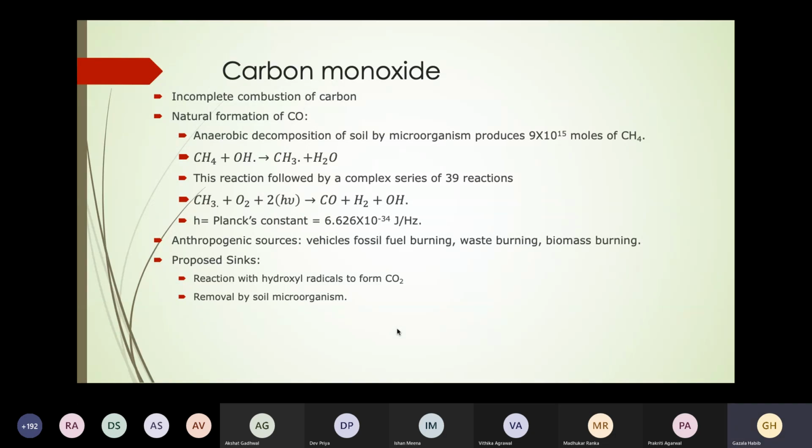CO can form CO2 in the presence of hydroxyl radical. Removal by soil microorganisms is the other sink. Anthropogenic sources, you know, vehicle fuel burning, I already mentioned that.